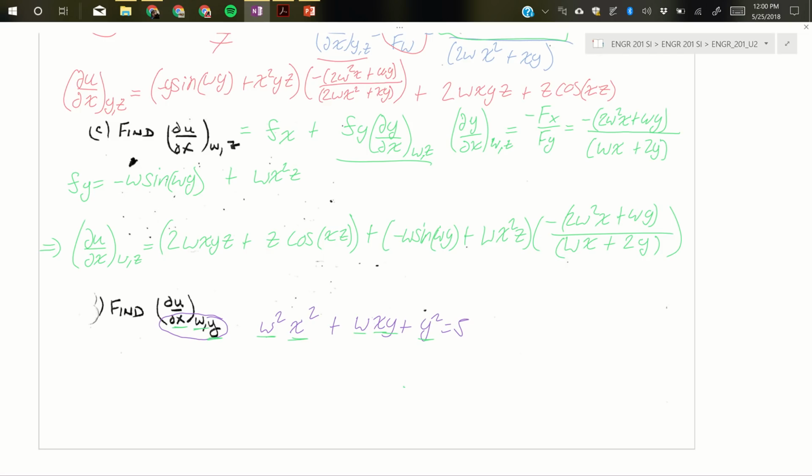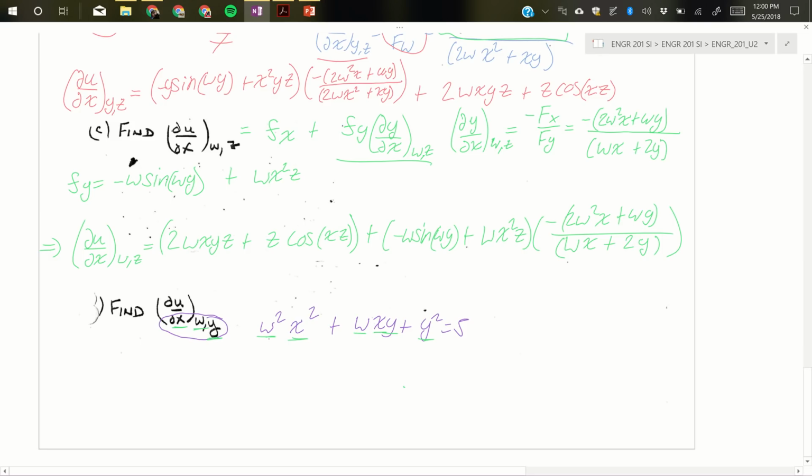W, x, and y are all independent variables. So if we have them all in this equation here, it's impossible. That means that they have to equal some finite number, and they're not variables anymore. They're just arbitrary constants. No, that's not right. It makes this invalid. You can't solve for this.